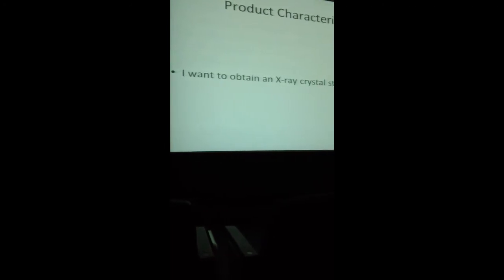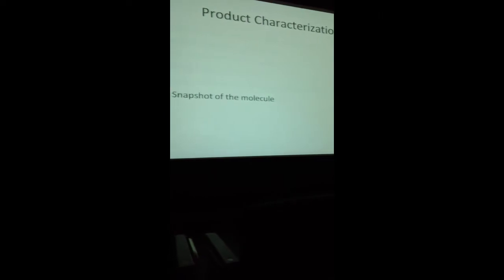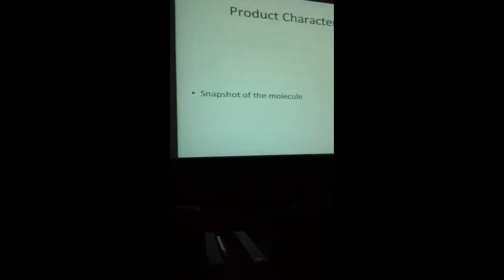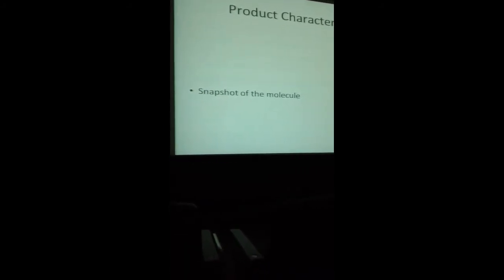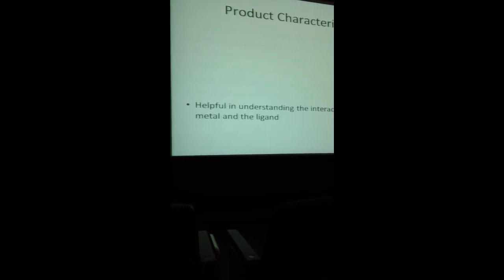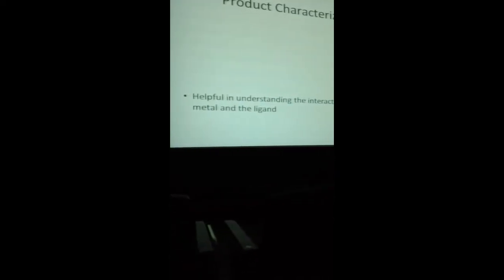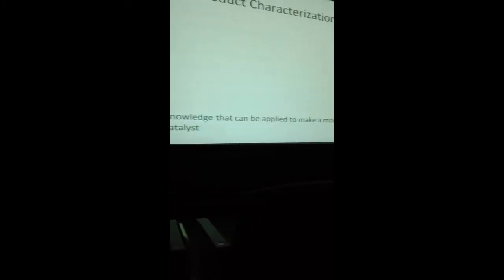What I really want to do is obtain X-ray crystal structures, because those are 3D snapshots of the molecule I have, which means they show me what atoms I have, where they are, how long the bonds are, and what the whole thing looks like, how everything is bonding, which is really valuable information, because it's helpful in understanding how the metal and the ligand are interacting. And if we understand more about that, we can tweak the synthesis to hopefully make a more effective catalyst that creates more current in the presence of CO2.